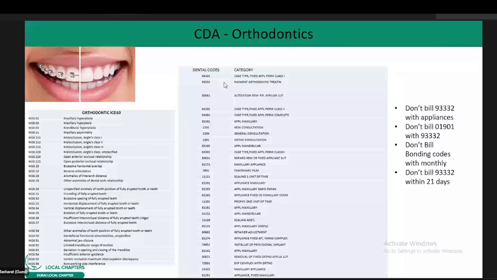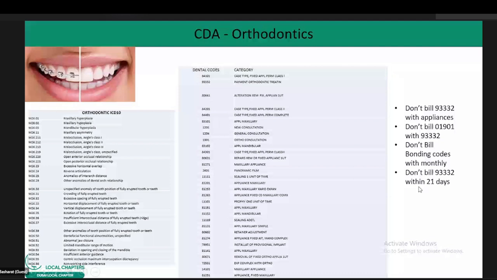So code 84201 and these codes, all of these codes are for case type 1, for the permanent dentition. So we have different category codes. If you look at the right side, there are some guidelines.